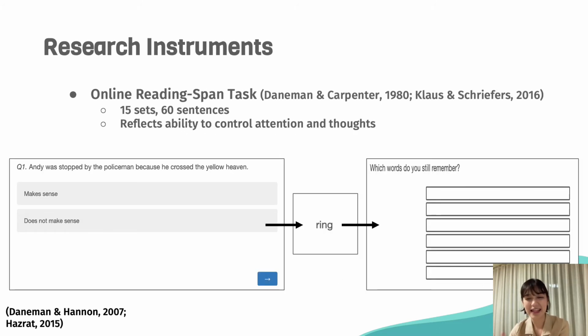Next, an online reading span task was used to measure working memory, as a study found that a verbal executive control component had the strongest correlation with receptive vocabulary knowledge. This task required participants to memorize words while comprehending sentences, and this was to see how individuals can engage in activity while facing distractions, which reflected their ability to control attention and thoughts. All the tests that were used in this study were deemed reliable, as the Cronbach's alpha were reported to be 0.7 or higher.